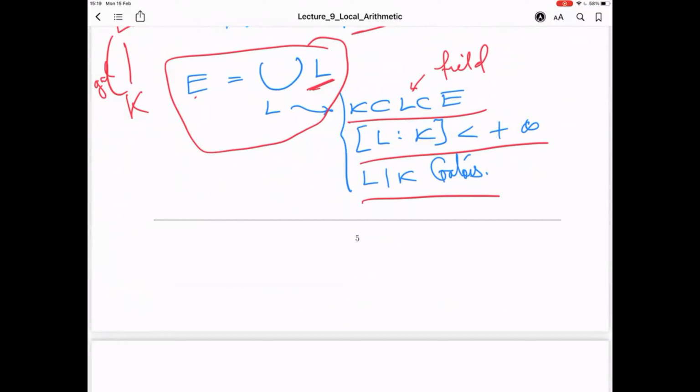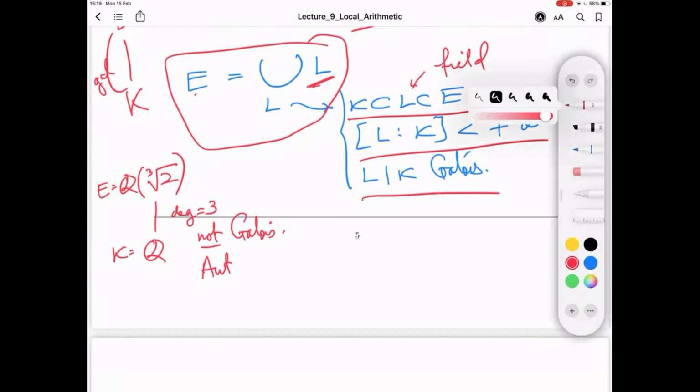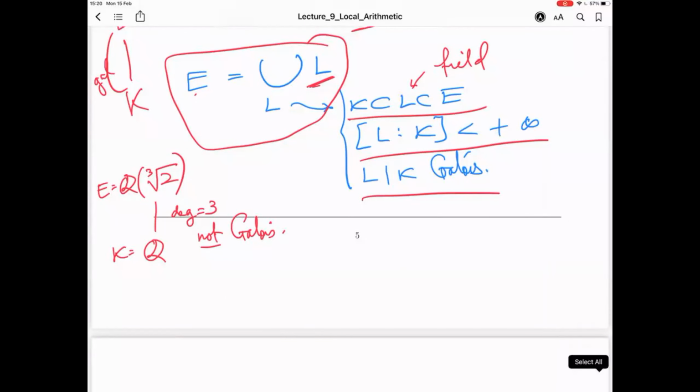Maybe one should give some examples of extensions which are not Galois. For example, if you adjoin the cube root of 2 to Q, then K is Q and E is this. Here, the extension is of finite degree. The degree is actually equal to 3, but it's not Galois. I'll leave it to you to check that.